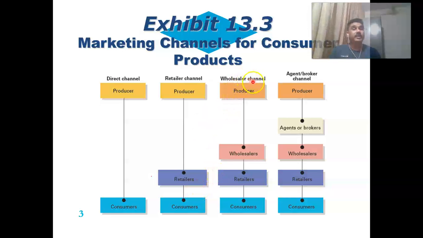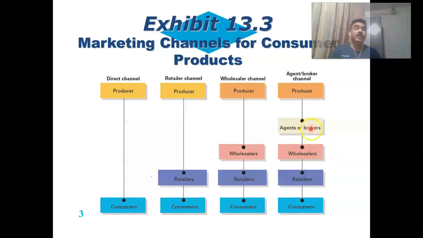Then the wholesale channel is there, where producers first sell to the wholesalers, or we can say distributors also, from where it goes to the retailers and then finally to the consumers for consumption. So these two intermediaries get certain percentages from the sale of the product, and that is their income, right?